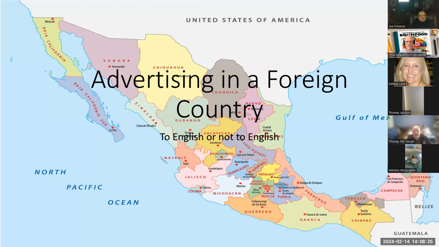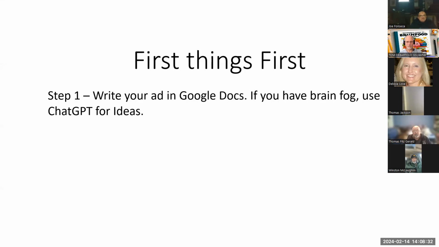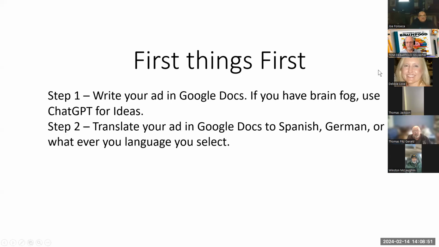To English or not to English? First things first. Step one: write your ad in Google Docs. If you have brain fog, use ChatGPT for ideas. Step two: translate your ad in Google Docs to Spanish, German, or whatever language you select.